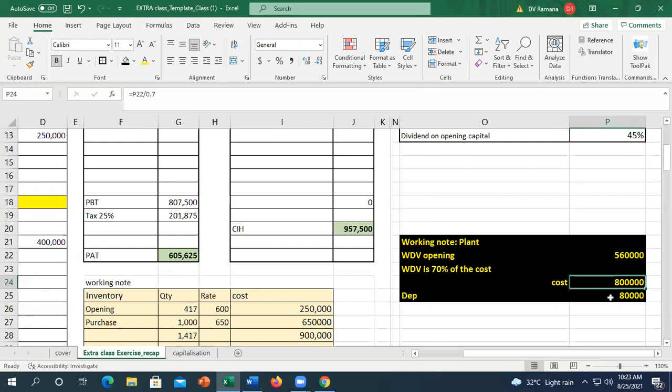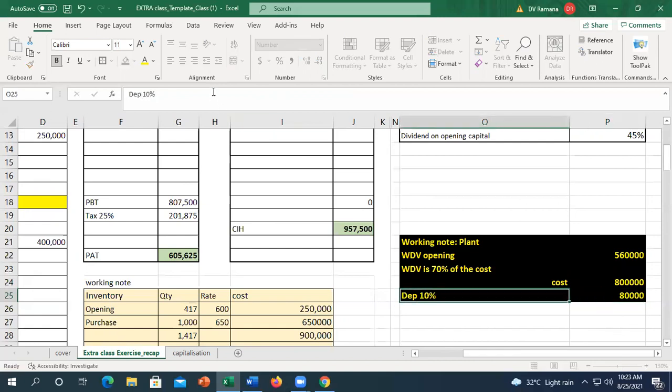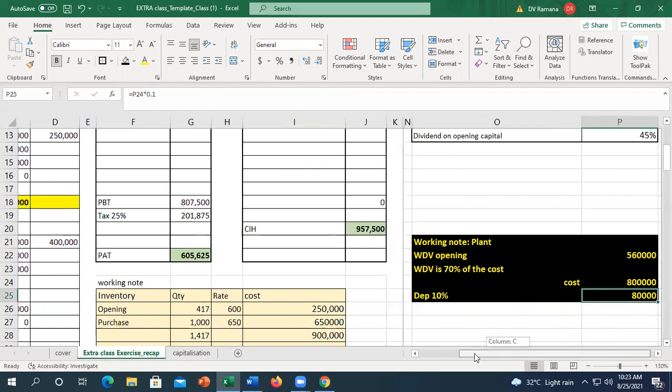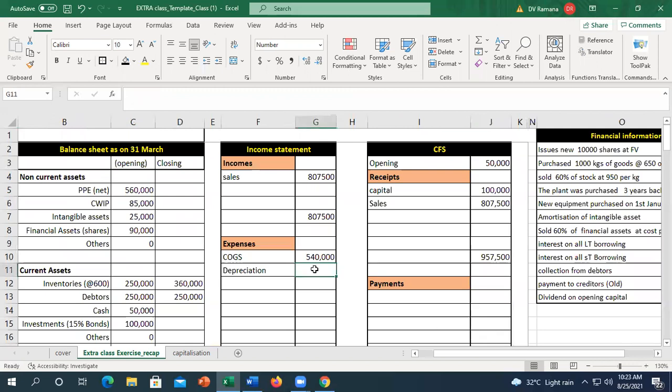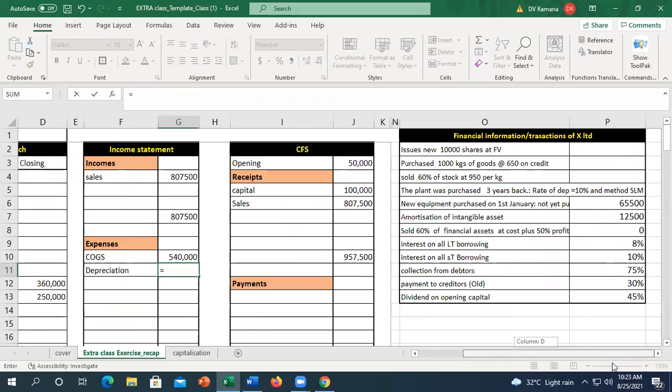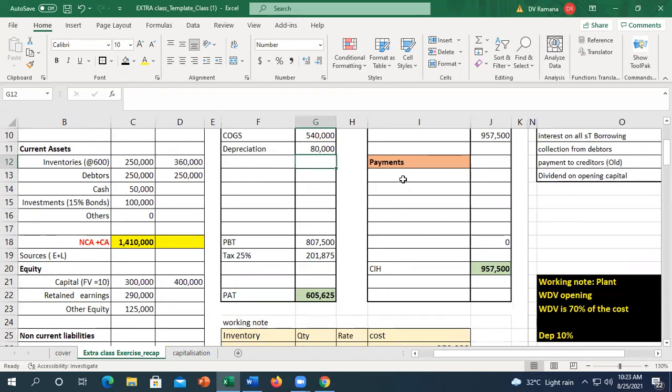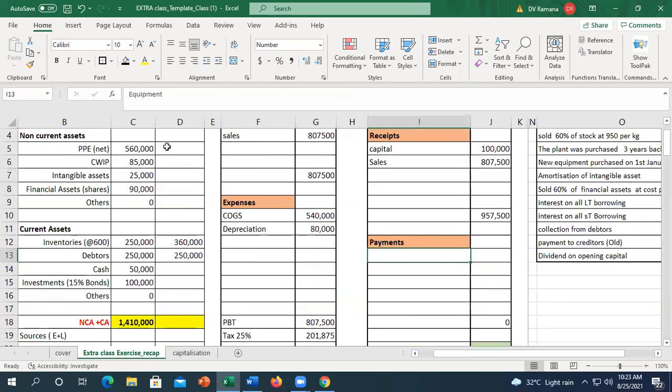And because the depreciable cost is 800,000 and the rate of depreciation is 10% SLM, depreciation per year is 80,000. Will there be a cash outflow? The answer is no, of course, because depreciation is a non-cash item. But the value of the property, plant and equipment will reduce to that extent.